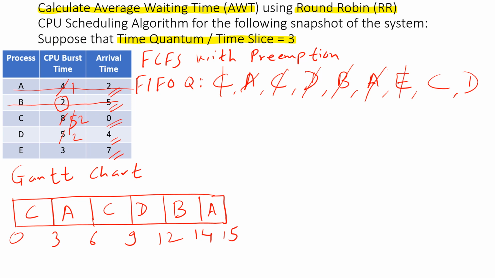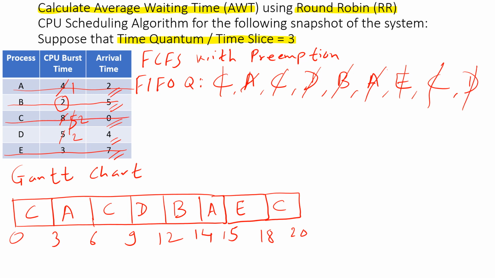Then E is removed. E exactly wants to use CPU for 3 time units, so it is given, so that is up to 18, and then E also finishes. Then we have C. C wants to use CPU for 2 time units, so that is given, so that is 20. Okay, and C also finishes now, and finally CPU is given to D for 2 more time units, because D wanted to use for remaining 2 time units, and D also finishes. So this is the order in which processes will execute.